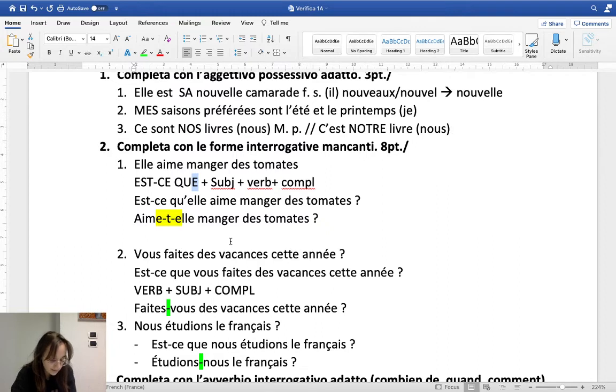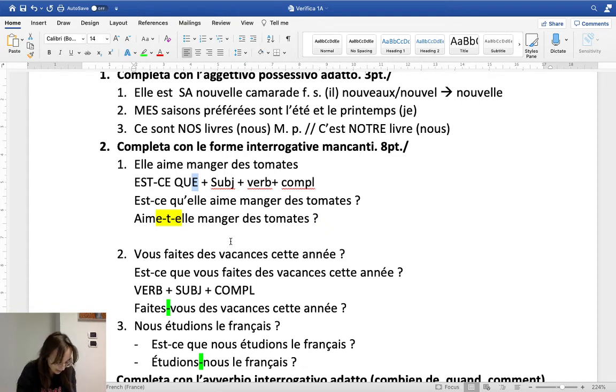Number 5, il parle allemand. Est-ce qu'il parle allemand? Again, est-ce qu'il parle allemand? Two vowels together. So the que loses its E. Est-ce qu'il parle allemand? Number 6, Taïsia et Marius aiment chanter. Est-ce que Taïsia et Marius aiment chanter?